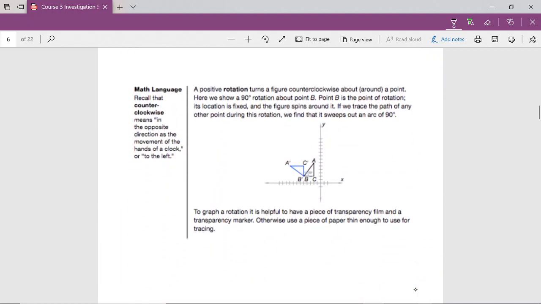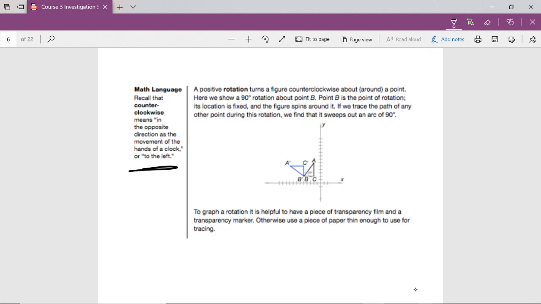All right, now a rotation, a little bit harder than reflection, but we also do have rules about this as well. So a positive rotation turns a figure counterclockwise. Remember, counterclockwise is the opposite of the movement of a clock, so kind of to the left. Here we show a 90-degree rotation about point B. We can do it around points or the origin, doesn't really matter. The origin is easier and what we're mostly going to be doing. So point B is the point of rotation, and it's fixed, so the point stays where it is. And we spin around it.